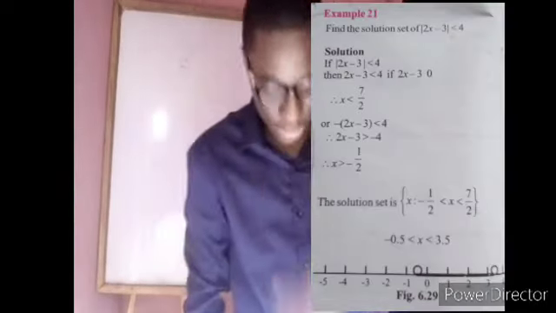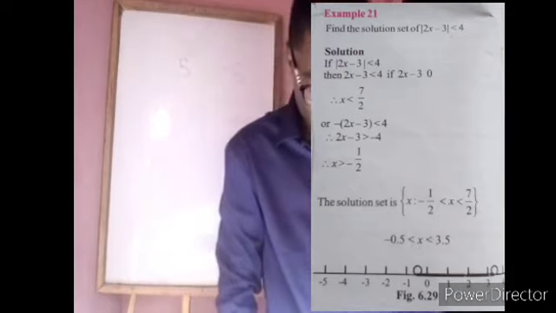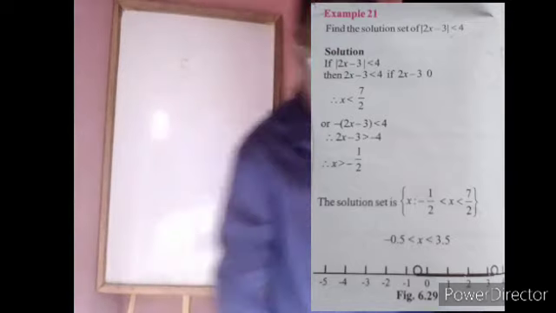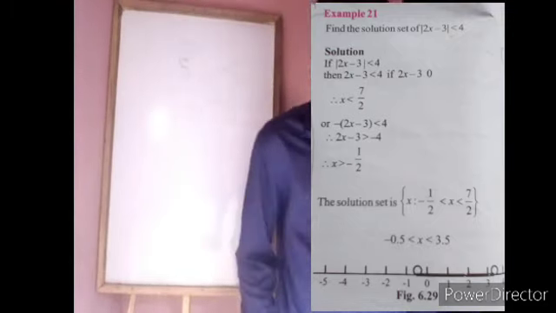So let's give an example based on absolute values. We are dealing with it little by little. Here we are asked to find the solution set. We have to find a particular solution set. So on the screen here, you have the absolute value of 2x minus 3. That is how it is denoted. Absolute value of 2x minus 3 is less than 4.